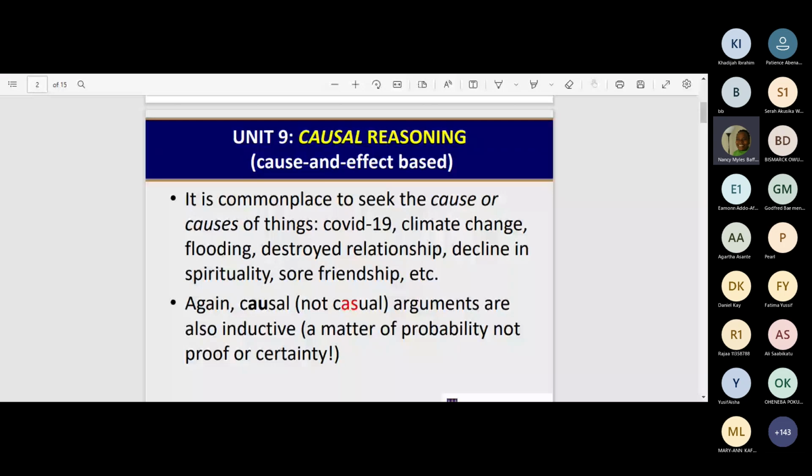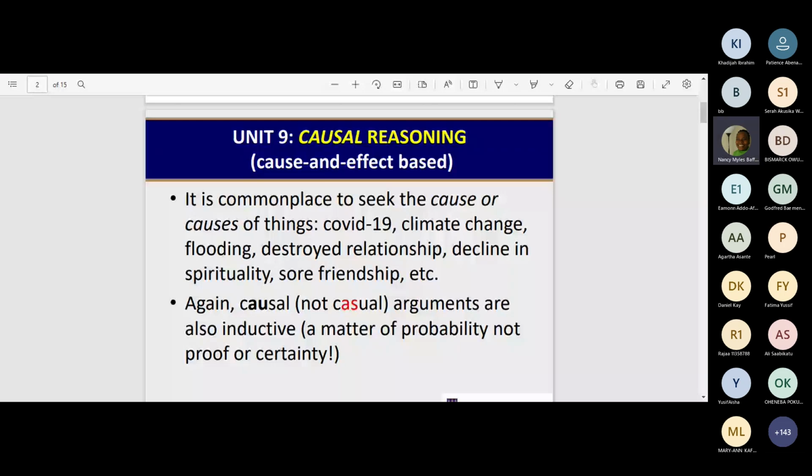So what kind of induction is at play when we are dealing with causal reasoning? We are looking at a cause and effect based kind of reasoning. Something brought about the effect. So you assume that it is the cause. You take it to mean that it brought it about, it caused it.